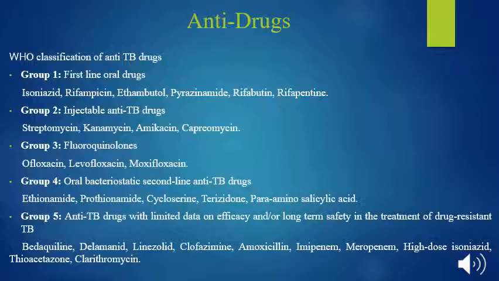Group 4. Oral bacteriostatic second line anti-TB drugs. Ethionamide, prothionamide, cycloserine, terizidone, para-aminosalicylic acid. Group 5. Anti-TB drugs with limited data on efficacy and/or long-term safety in the treatment of drug-resistant TB. Bedaquiline, delamanid, linezolid, clofazimine, amoxicillin, imipenem, meropenem, high-dose isoniazid, thioacetazone, clarithromycin.